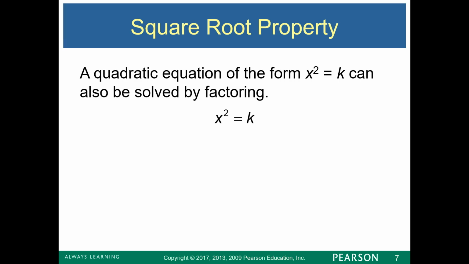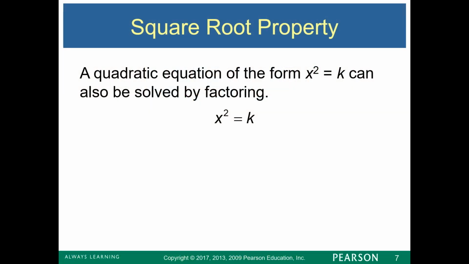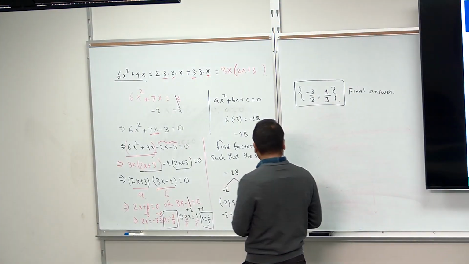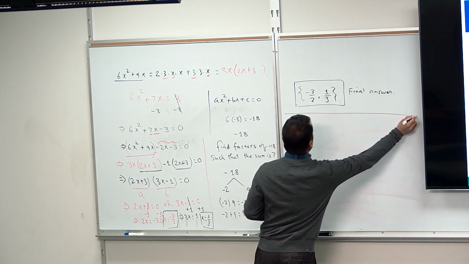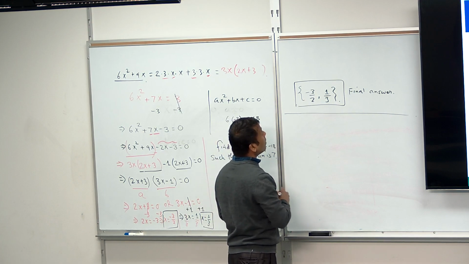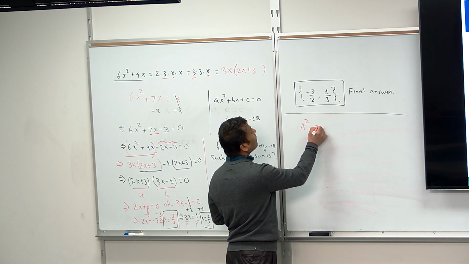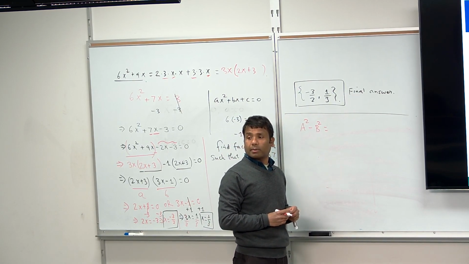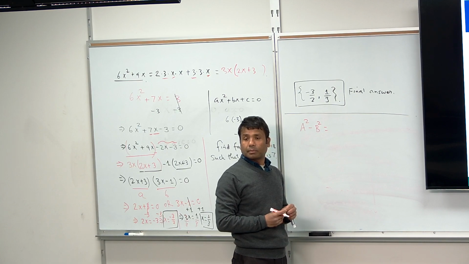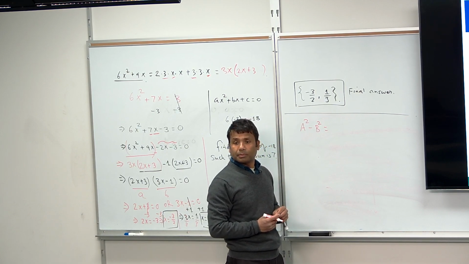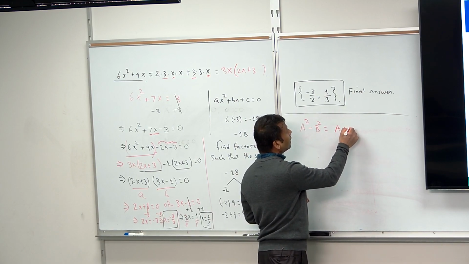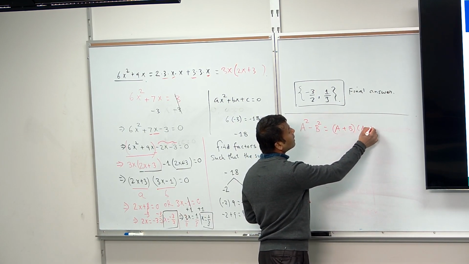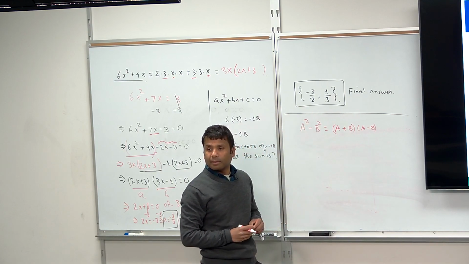Now this is the square root property. So if you have a quadratic equation of the form x squared equals k, right? Let me write down here. Do you guys know the difference of squares, if you have a squared minus b squared? Do you know the factors of a squared minus b squared? What is that? a plus b times a minus b.